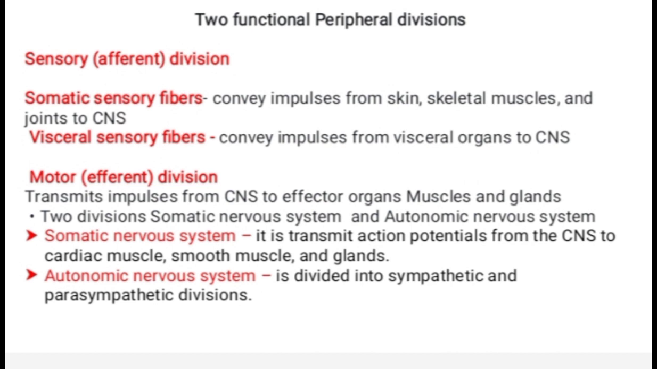The motor division transmits impulses from the CNS to effector organs, muscles, and glands. There are two divisions: the somatic nervous system and the autonomic nervous system. The somatic nervous system transmits action potentials from the CNS to skeletal muscles. The autonomic nervous system is divided into the sympathetic and parasympathetic divisions.